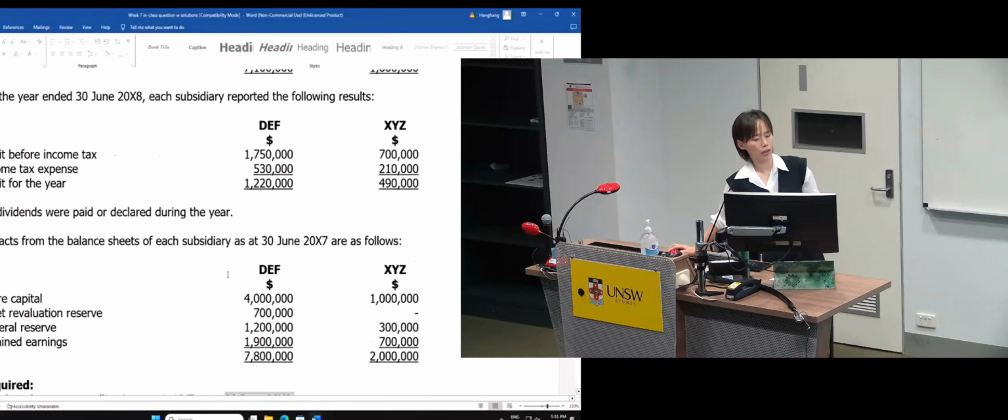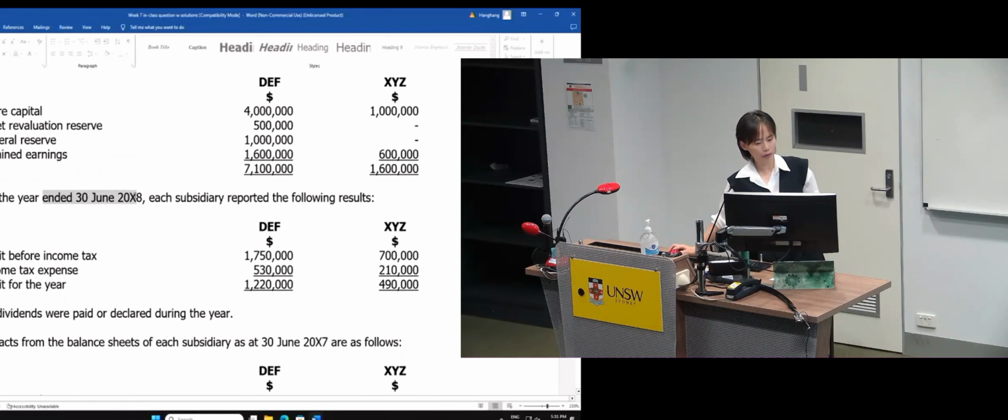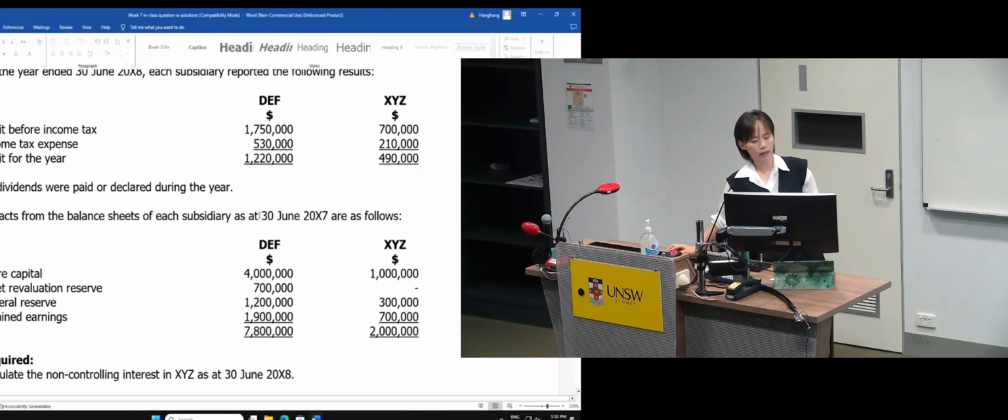Okay. Now what happened during the current year ended on 30 June X8? So we have both these two subsidiaries reporting after-tax profit, right? Okay. And no dividend paid or declared during the year. And here is the balance sheet information of the subsidiaries DEF and XYZ on 30 June X7. Now this equity balance of DEF and XYZ is the opening balance for the current year. Now this information is important to help you with step two of the NCI calculation, right? Now the question here only asks for the NCI in XYZ. So let's forget about DEF. We just focus on XYZ: the equity balance on acquisition day, the changes in equity balance of XYZ from acquisition day to the beginning of the current year, and finally, the movement in the XYZ equity balance in the current period, okay?